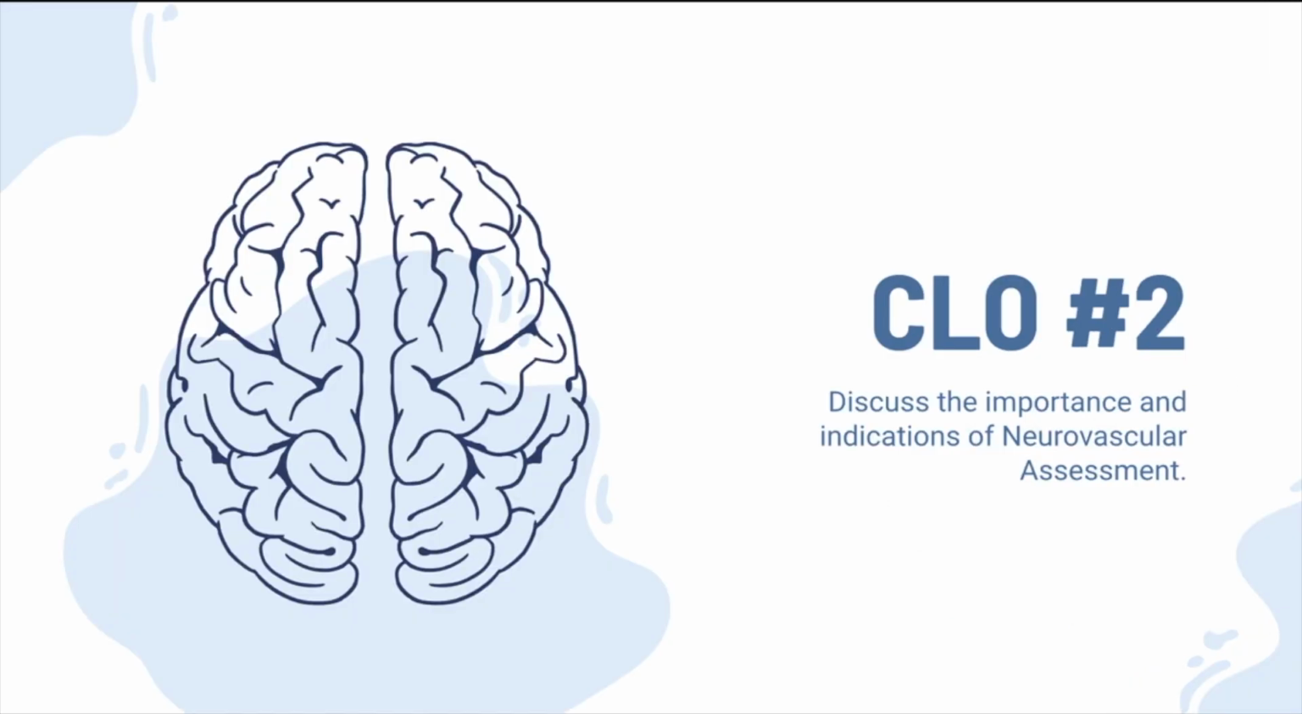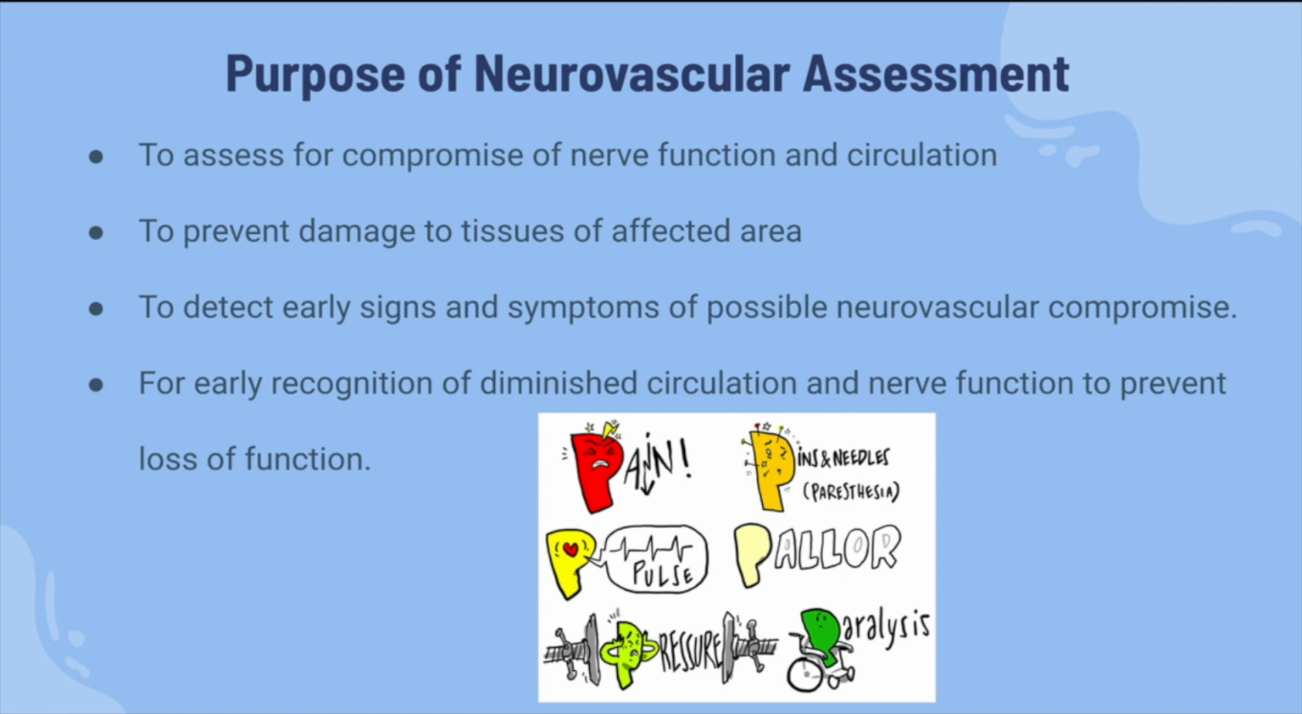CLO 2 discusses the importance and indications of neurovascular assessment. So the purpose of neurovascular assessment is to assess for compromise of nerve function and circulation, to prevent damage to tissues of the affected area, to detect early signs and symptoms of possible neurovascular compromise, and lastly, for early recognition of diminished circulation and nerve function to prevent loss of function.